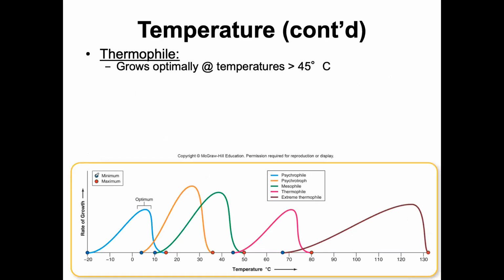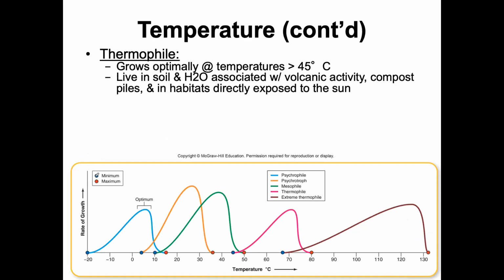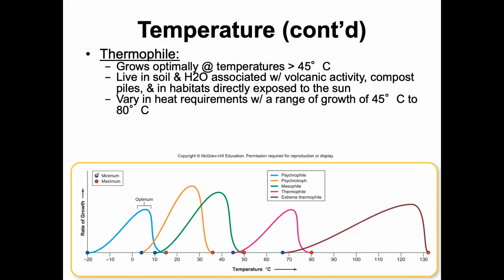A thermophile grows at temperatures above 45. You find them in the soil and water, and they're usually associated with volcanoes, compost, and habitats that are directly in the sun. You can also find them near hydrothermal vents in the floor of the ocean. So they like really hot temperatures. They can grow between 45 and 80.